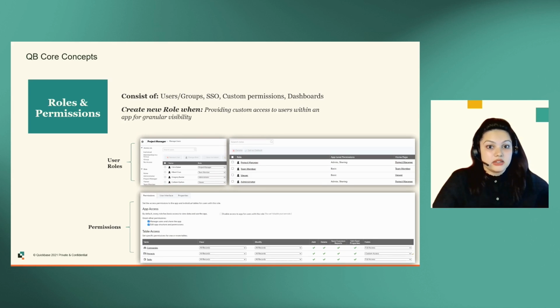They provide custom access to users within an app for granular visibility. So an example of that might be, you might want to create a project manager role and a separate team member role within your project management or project tracking app. That's because project managers might have an aggregate view of all your different projects and all the different tasks assigned to all team members. But team members might only want to see the tasks that are assigned to them and nobody else. So that's an example of roles and permissions.